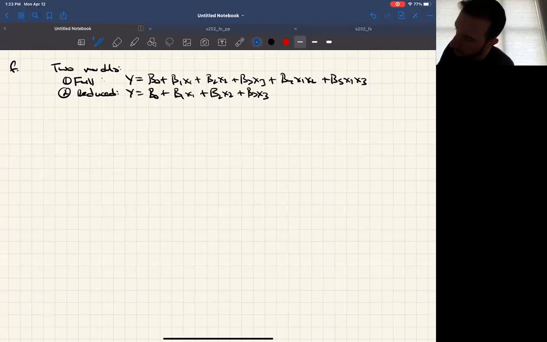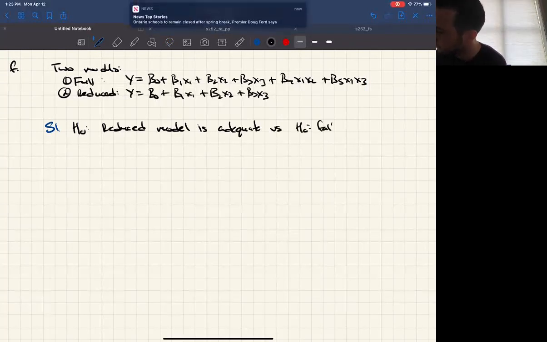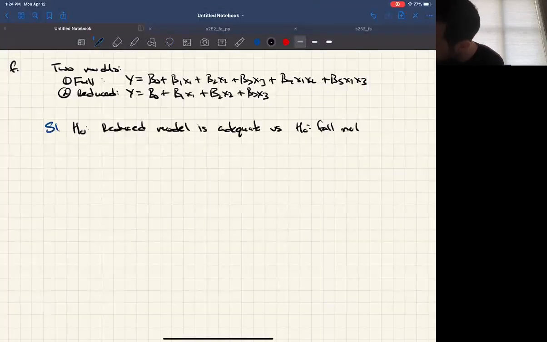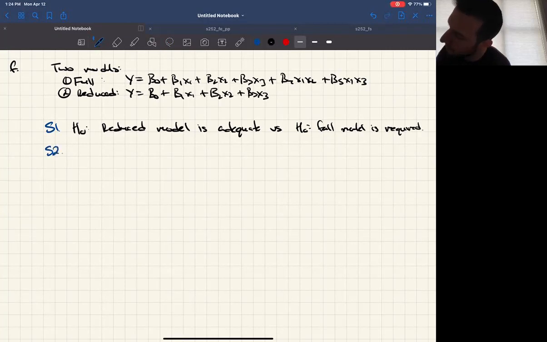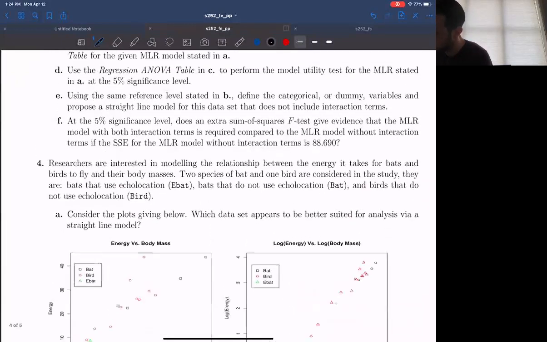So starting on step 1, we have H0, the reduced model is adequate, versus HA, the full model is required. Okay, on step 2, we have our significance level, which is 0.05.